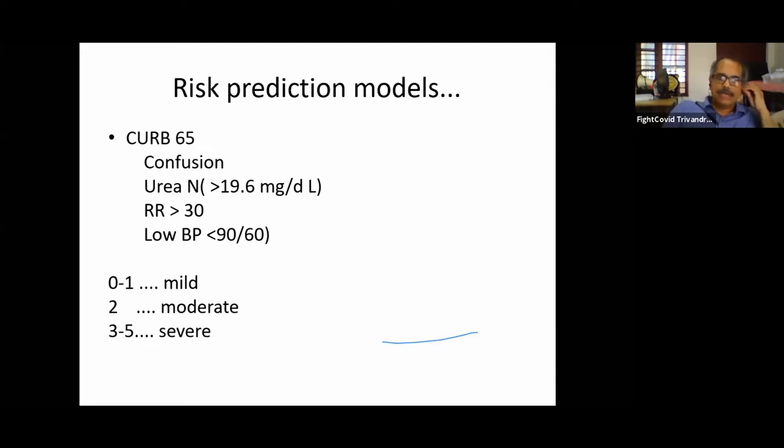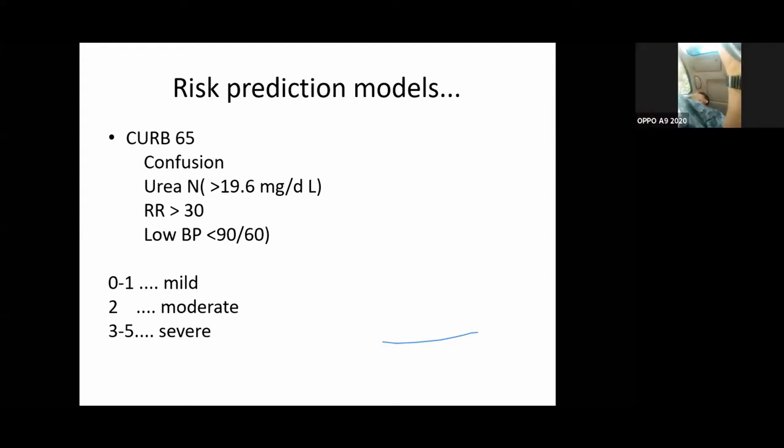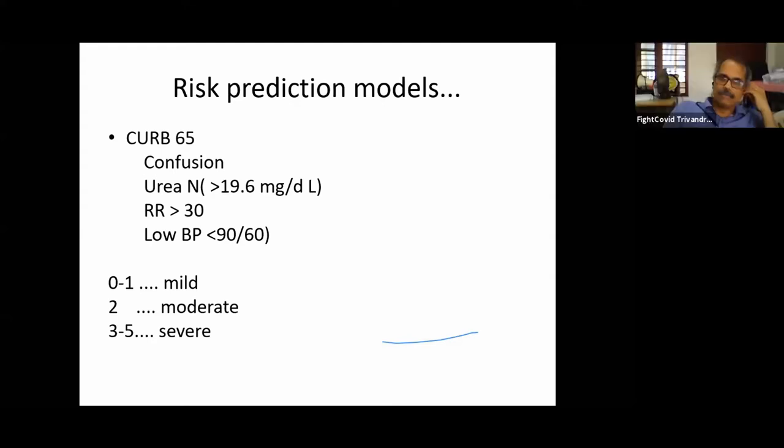There are many risk prediction models available. One of the simple risk prediction models is what is called the CURB 65. In CURB 65, C stands for the presence of confusion. U stands for urea, blood urea nitrogen, especially when the level is more than 20 milligram per deciliter. R stands for a respiratory rate more than 30. And B stands for blood pressure, a systolic blood pressure less than 90 or a diastolic pressure less than 60, and 65 stands for age more than 65.